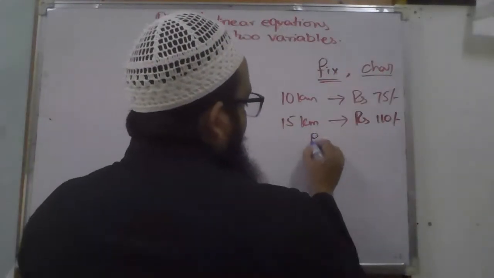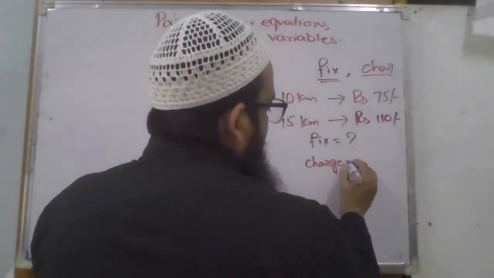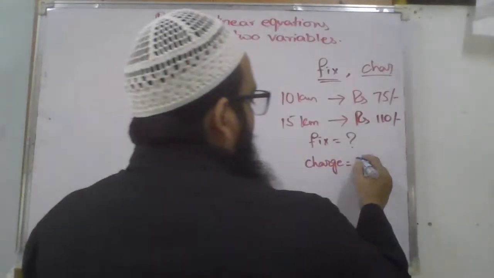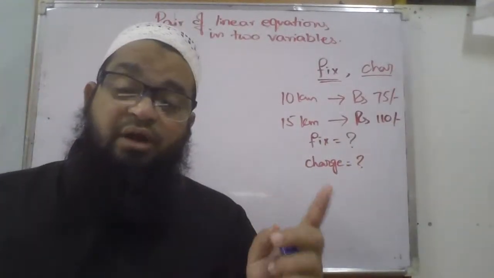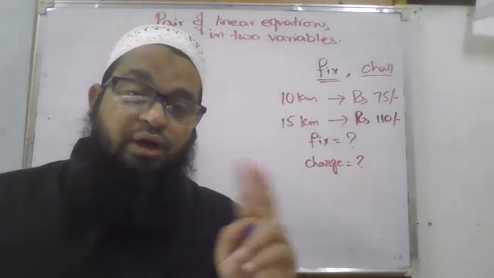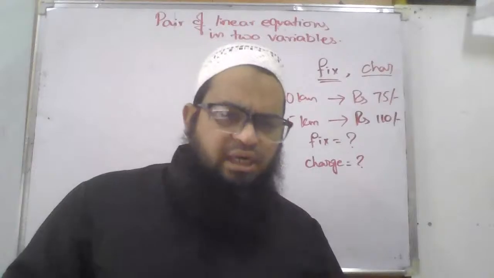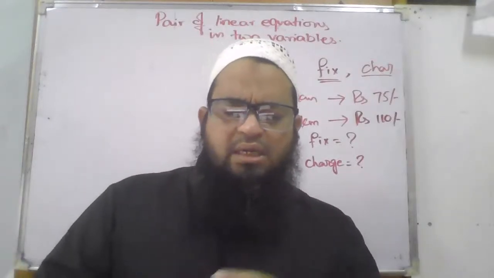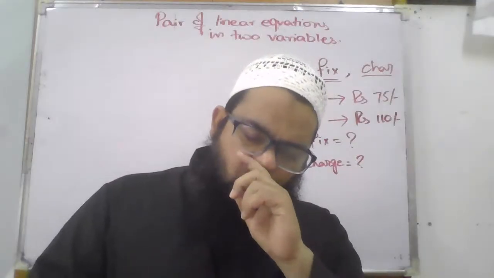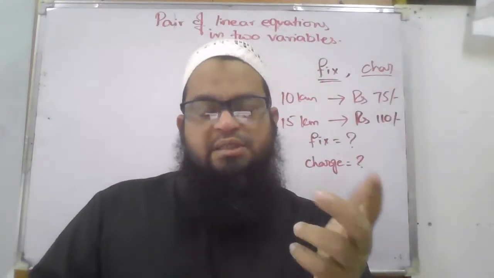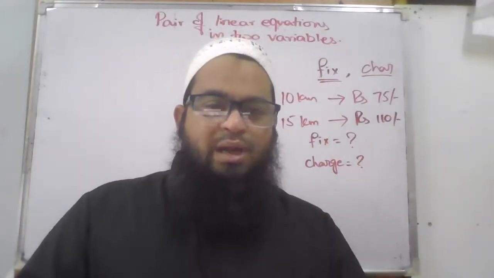So, what you have to find? You have to find fixed charges and the other charge which we count based on the distance. That means you have to find two things. Whenever they ask you two things, don't think that it is only pair of linear equations. In the morning or yesterday I sent a video with the question: find the speeds of trains, express train and passenger train. There also you have two values, right?